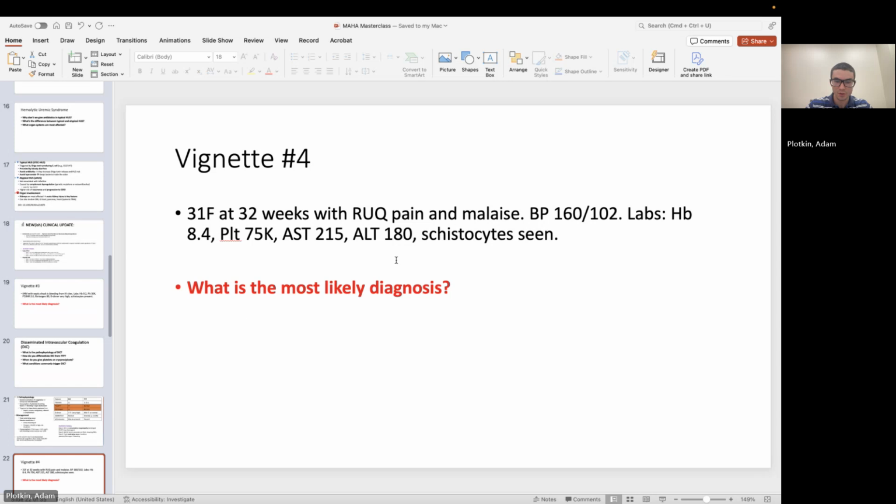Okay, so vignette number 4. We have a 31-year-old female at 32 weeks pregnant. She's got right upper quadrant pain and malaise. Her blood pressure is 160 over 102. Her labs show a hemoglobin of 8.4, platelets of 75,000, AST and ALT both elevated, and schistocytes are seen. So think about which disease this is. Pause your screen.